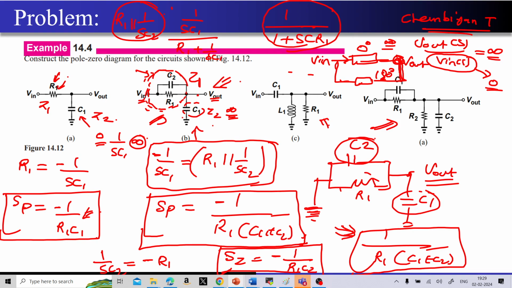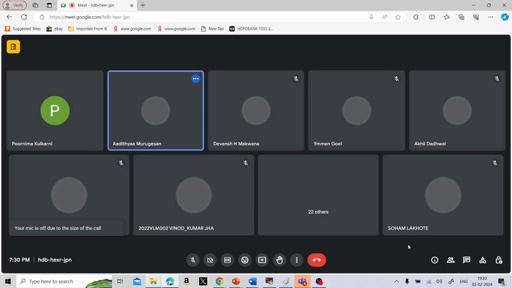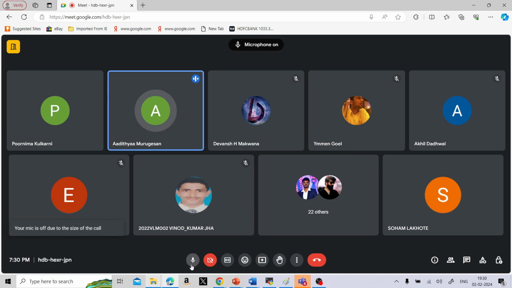Basically, to get the zero, we should make the voltage output zero, right? For the first example, there was a resistor in series, but the capacitor was connected to ground and the V out, right? Let's say we should make the V out 0. Then the only choice we have is to make the impedance of the capacitance 0. So we should not consider it as a practical zero.